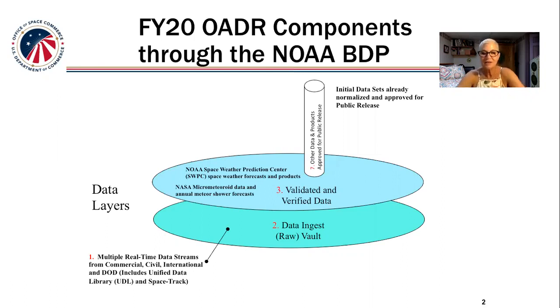Our initial data sets are, because we're in NOAA's Big Data Project, NOAA's Space Weather Prediction Center, Space Weather Forecasts and Products. Okay, so SWPC data is here. That's already in. And we're also including NASA's micrometeoroid database and annual meteor shower forecasts. We're working with these things.